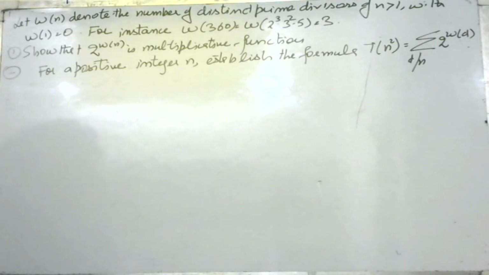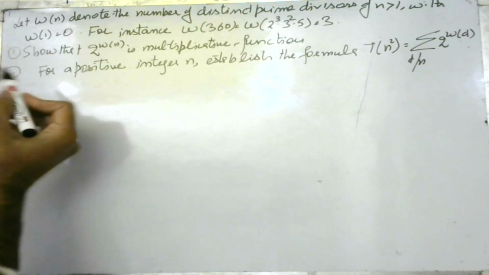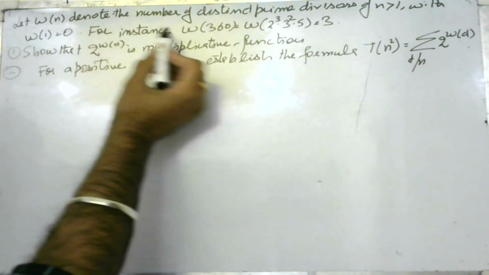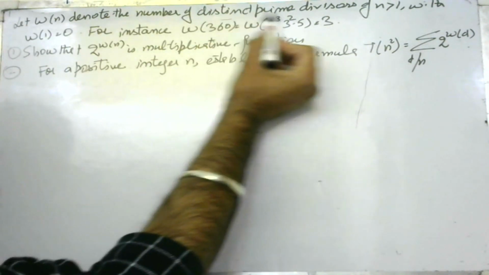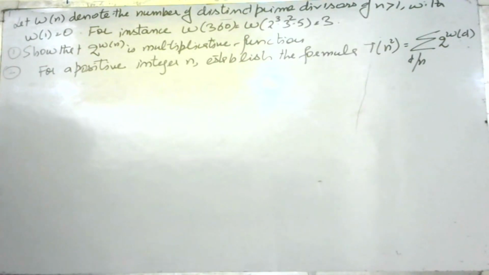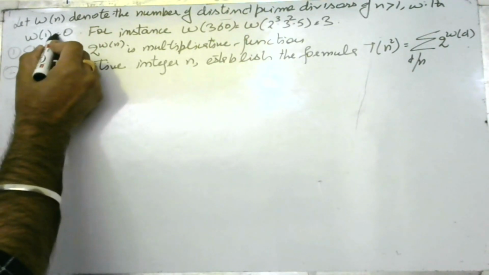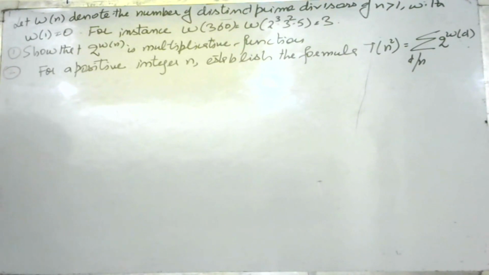Another numerical for number-theoretic functions. Here we are given a new function, let us call it w. w(n) denotes the number of distinct prime divisors of n, with w(1) equal to 0. So let us try to see the definition here.